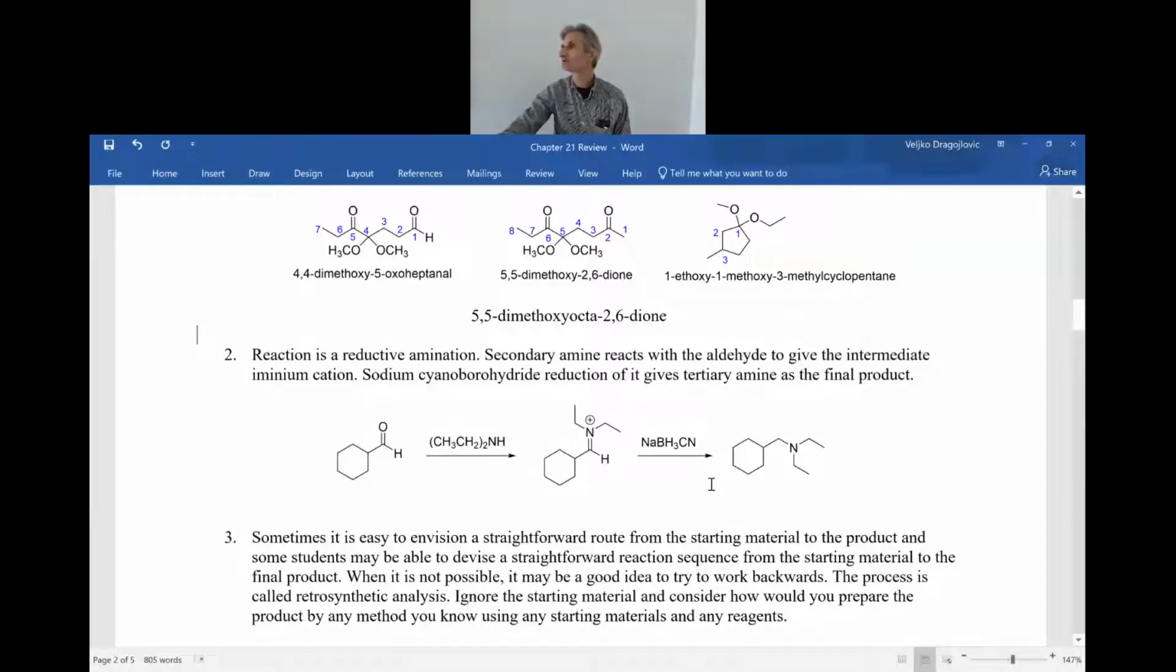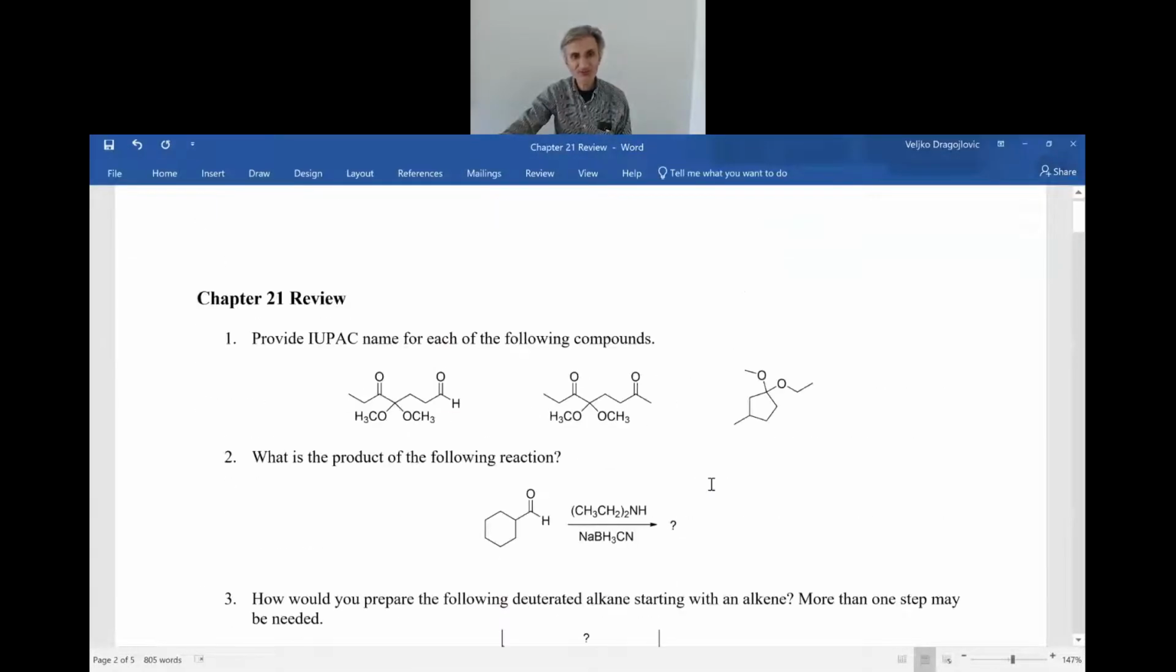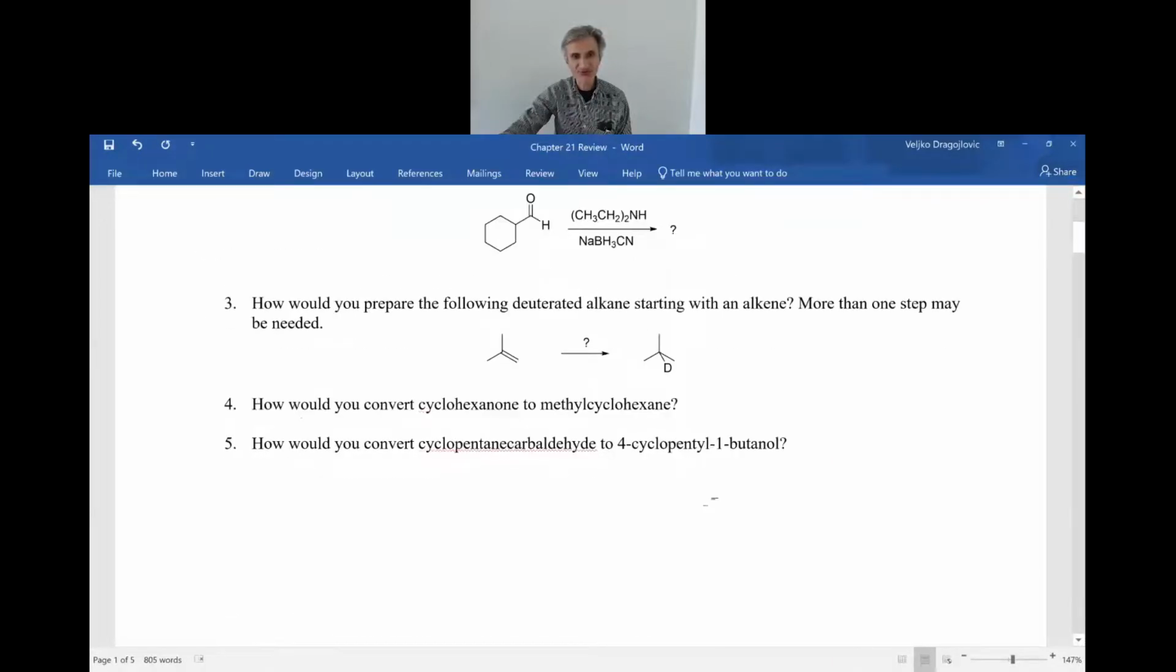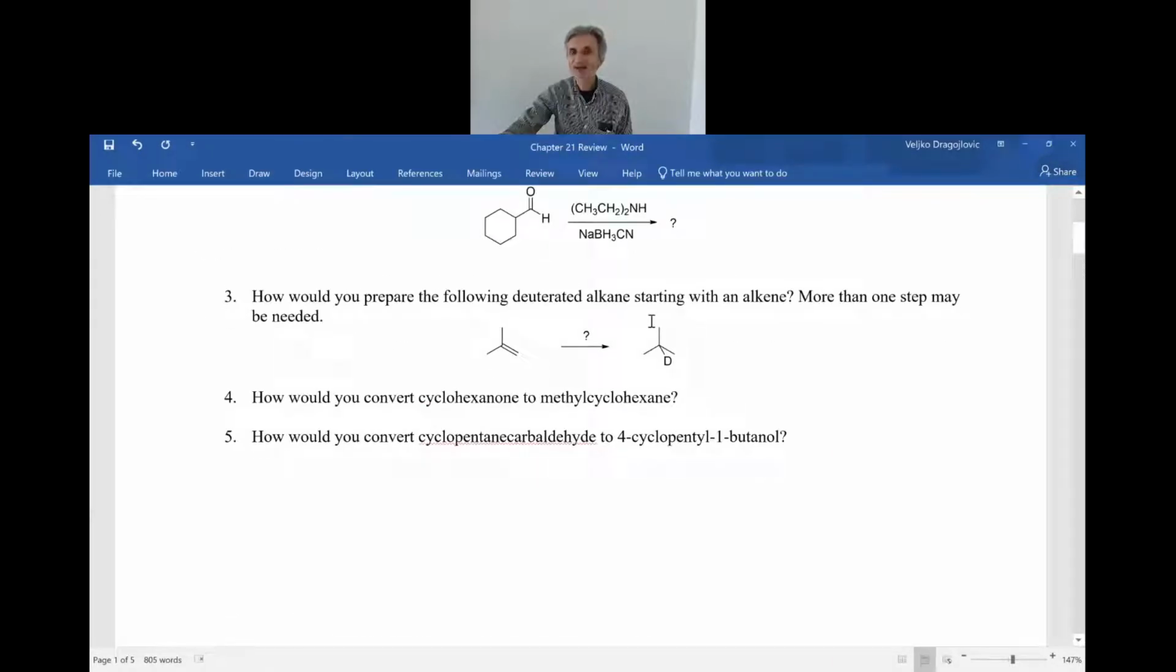Okay, any questions about these first two? Okay, let's go back to 3. I just want to show you the actual question. So how would you prepare this deuterated alkane starting with an alkene?